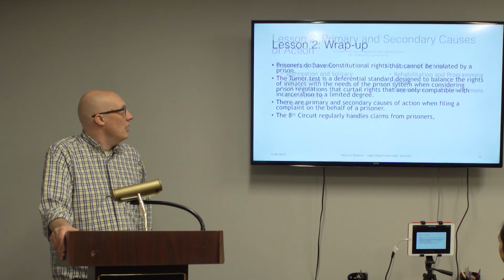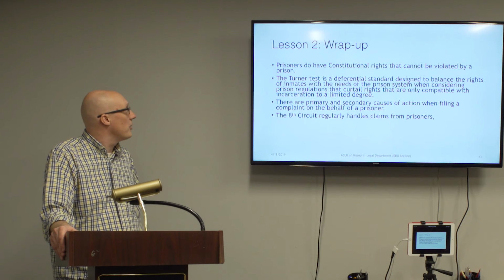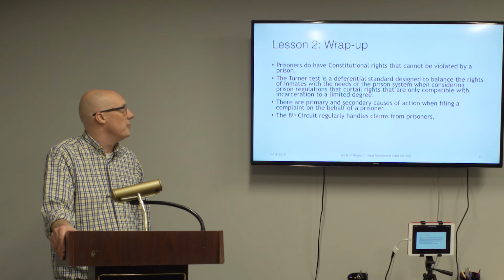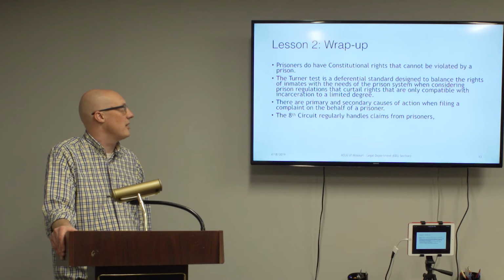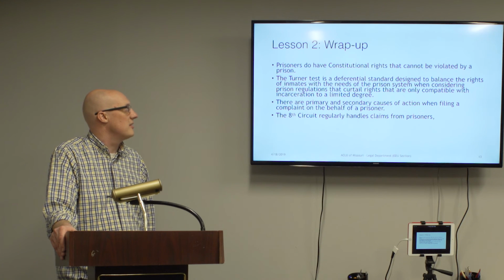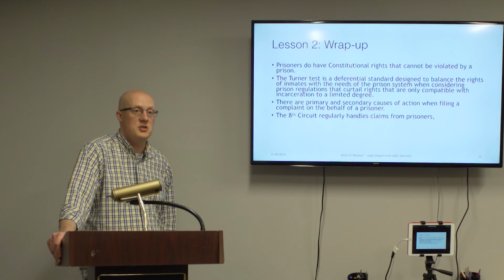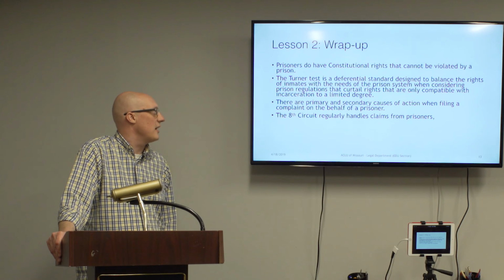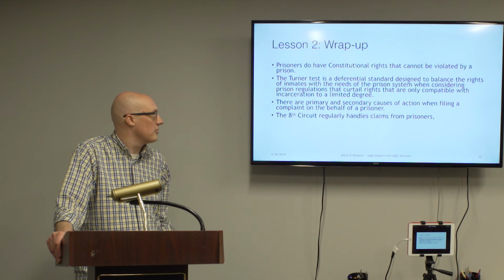So, to wrap up the prison litigation section here, prisoners do have constitutional rights that cannot be violated by the prison. The Turner test is a deferential standard designed to balance these rights with the rights that the prison system has when considering the prison regulations and whether or not they should curtail certain rights. The primary and secondary causes of action when filing a complaint on behalf of prisoners are that list that we went through.